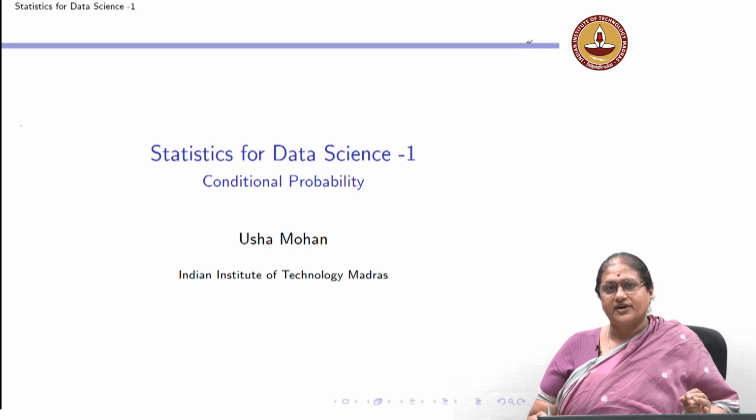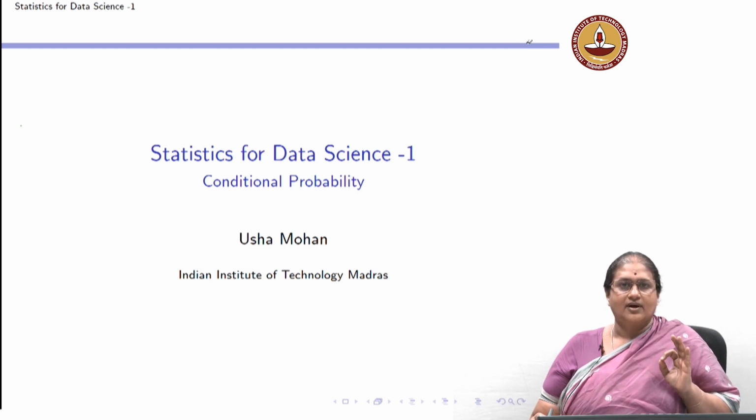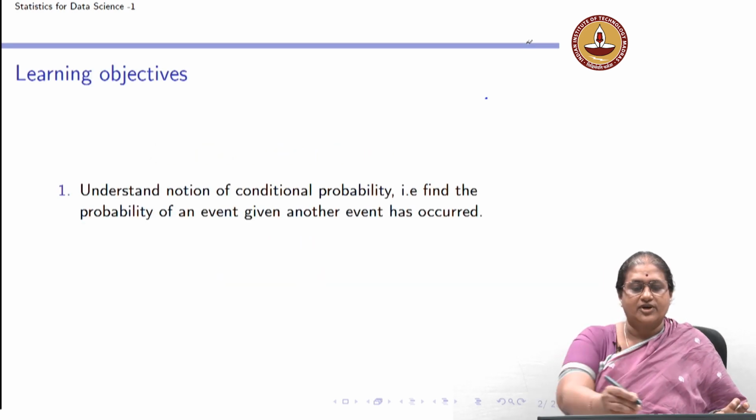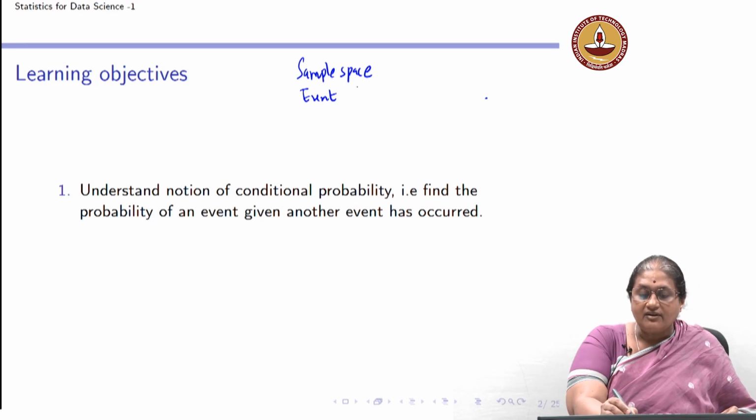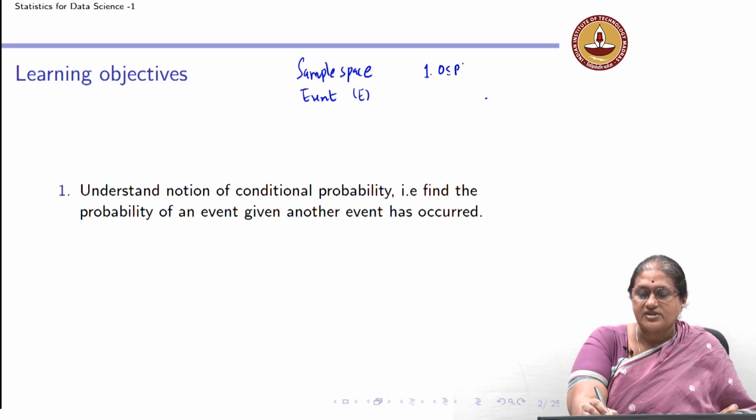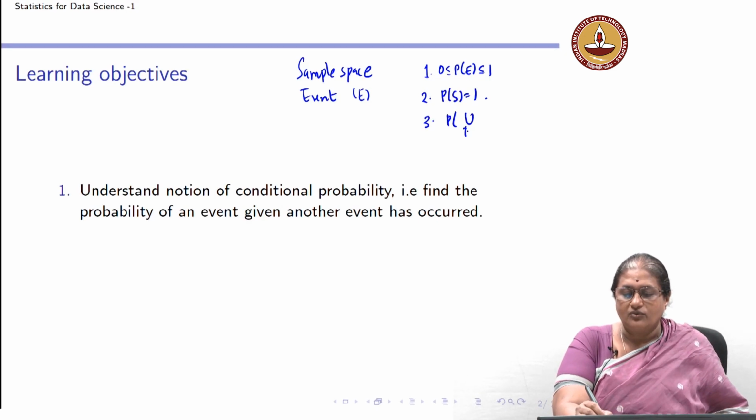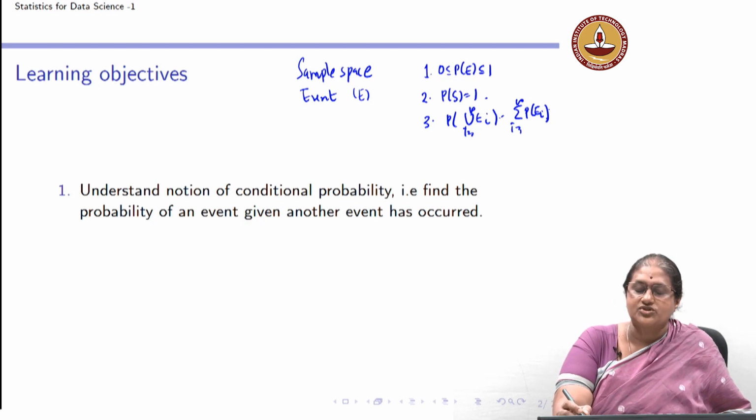What we have learned so far is we set up the axioms of probability, but before that, we defined what a sample space is and what an event is. If we have an event E, the axioms of probability said that 0 is less than or equal to probability of E is less than or equal to 1, probability of the sample space is equal to 1, and probability of a countable union is equal to the sum of the probabilities when I have disjoint or mutually exclusive events.